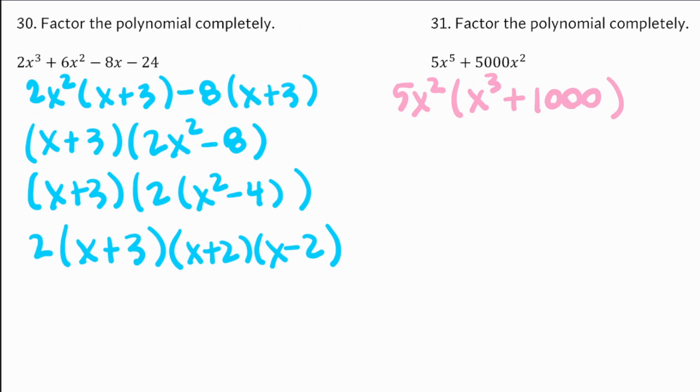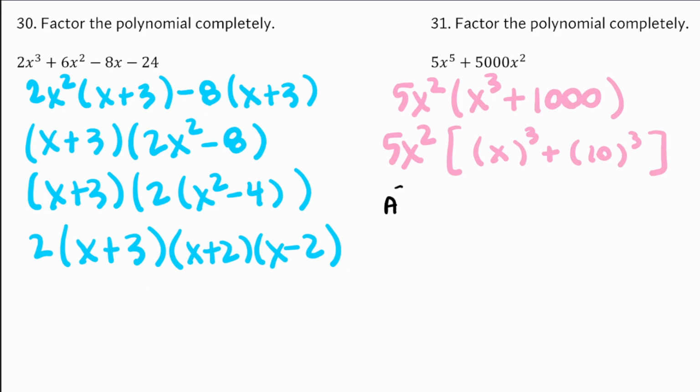Okay, if we've got only 2 terms and they're added together, the only factoring technique we've got for that is sum of 2 cubes. And x cubed is a cube, 1,000 is a cube because it's 10 to the 3rd power. So I'm going to say this is 5x squared times x to the 3 plus 10 to the 3. This is the first time we've needed to use sum of cubes, so I'm going to copy in the rule real quick.